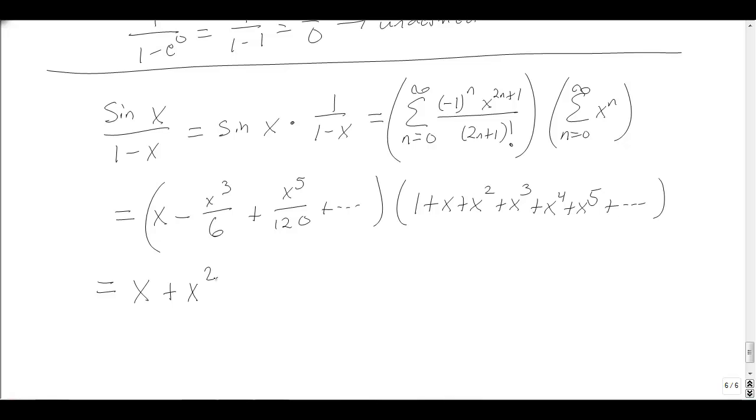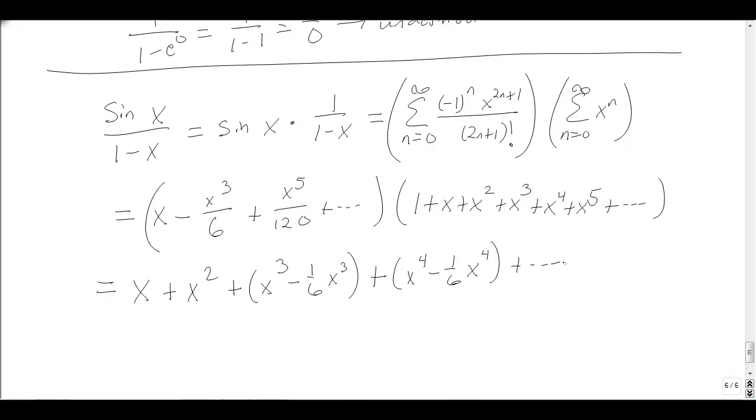Okay, now how do I get an x cubed? Well, I could take x from the left times an x squared on the right. It's an x cubed. Or I could take x cubed over 6 on the left times 1 on the right. So I'll get a minus 1/6 x cubed. Two terms. How do I get x to the 4th? I could choose x on the left times x cubed on the right. That's x to the 4th. Or I could do minus x cubed over 6 times x on the right. So it's a minus 1/6 x to the 4th here.